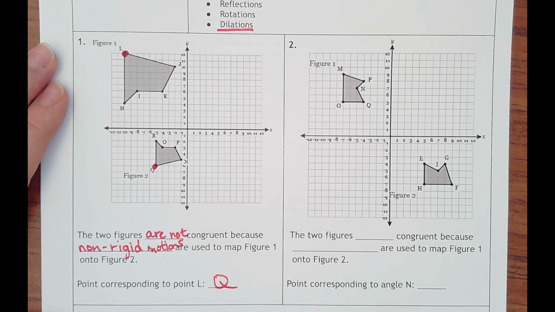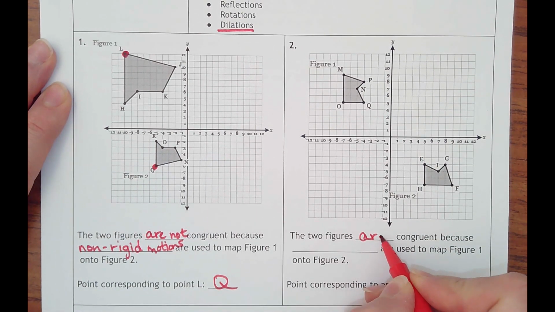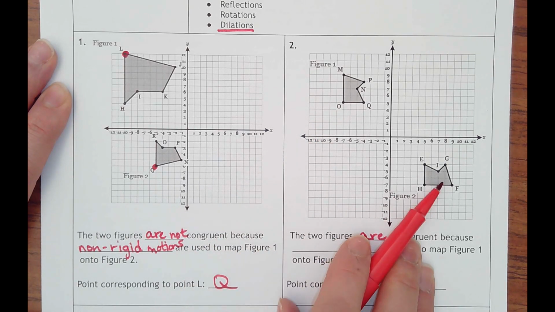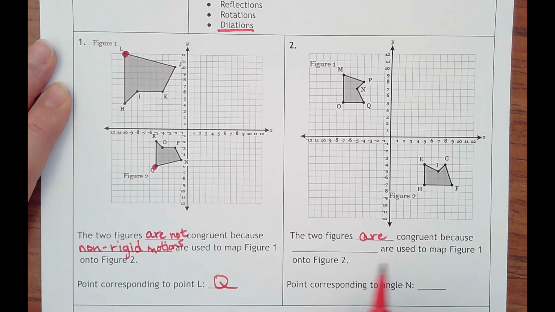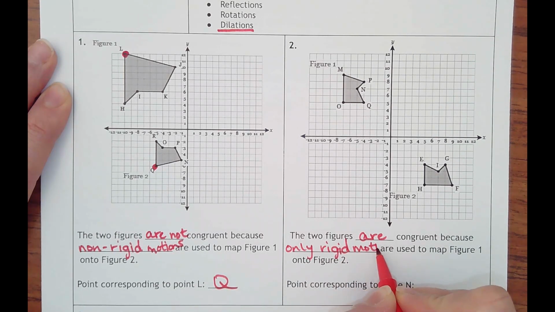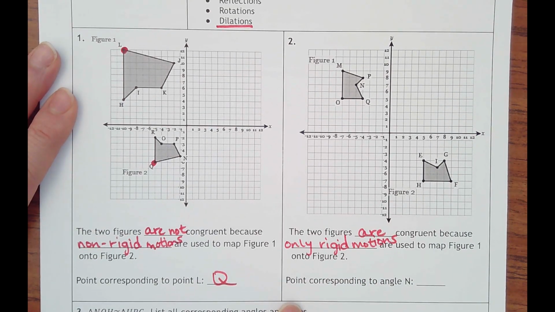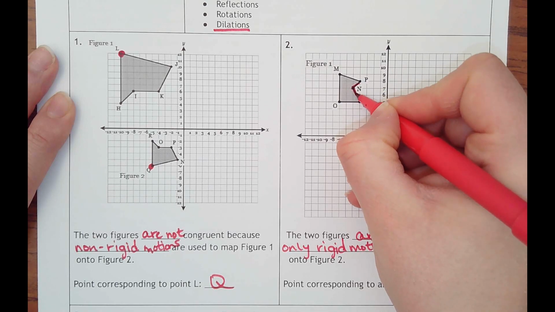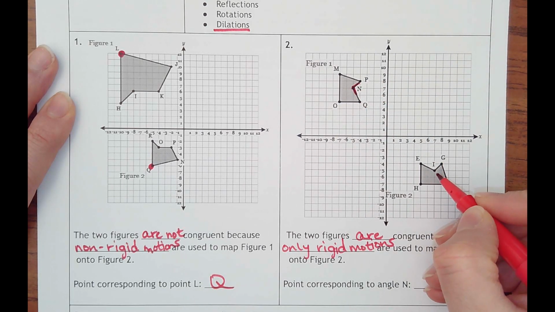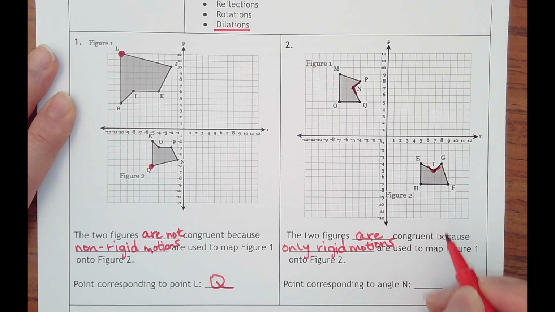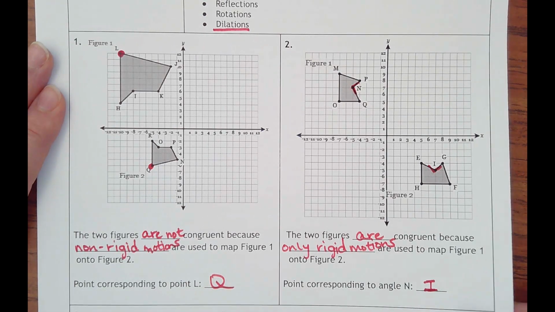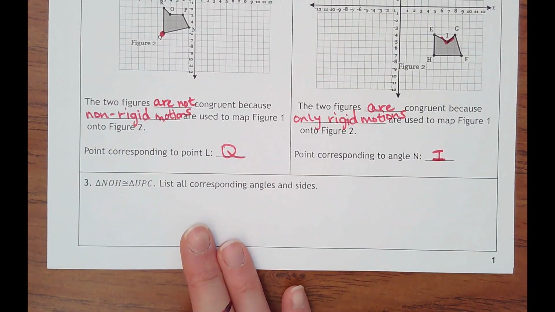All right, number 2, the two figures are congruent because you can see these are the exact same shape. It just looks like some kind of maybe a rotation or something, because only rigid motions are used. What corresponds to angle N? So right here, what angle corresponds to that? I would say I. Kind of a weird angle to pick, but okay, easy enough. And then kind of combining some sections here because this is so simple.